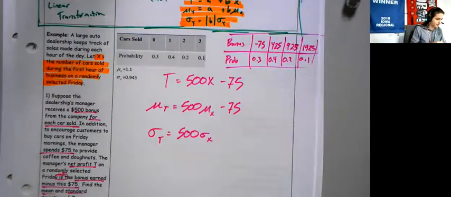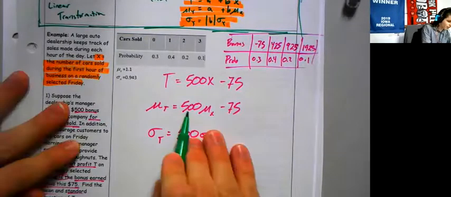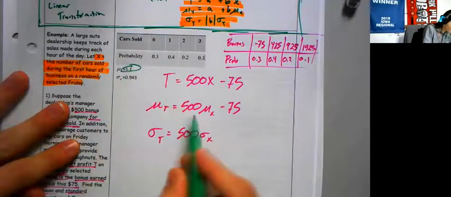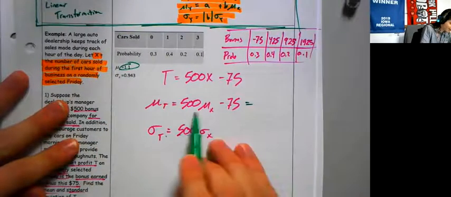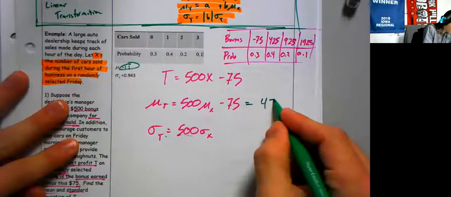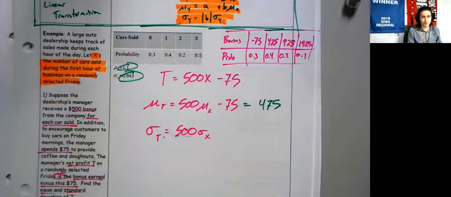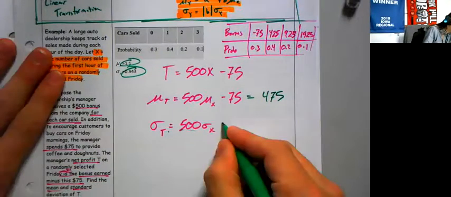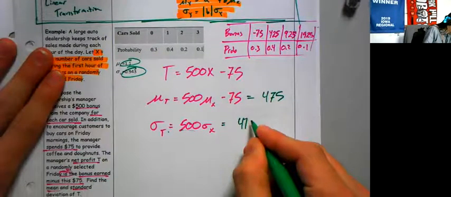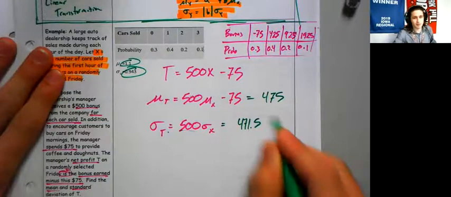You do that, what do you get? 1.1. So that becomes 550 minus 75. I think we get 475 there. And for the standard deviation, 0.943, 57 times 5, I don't know. Let's put it in our calculator. Do I have a calculator? Yeah, I do. Maybe 500 times... and you get 471.5. Cool. All right, so what does this mean?